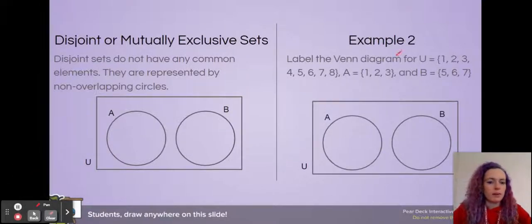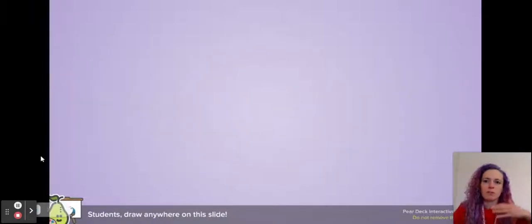All right, we can have the same universal set, the integers from 1 through 8. A in this case is 1, 2, and 3, and B is 5, 6, and 7. So in A, it doesn't matter what order you go in, but in A, I can do 1, 2, and 3. B, I'll do 5, 6, and 7. And then again, anything left over goes in our universal set. So 4 and 8.